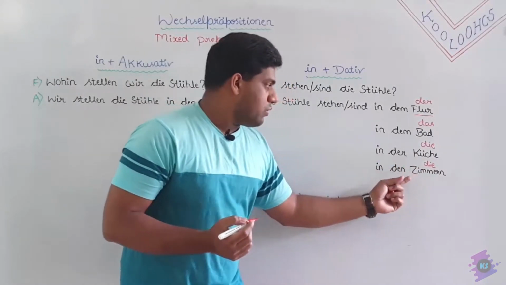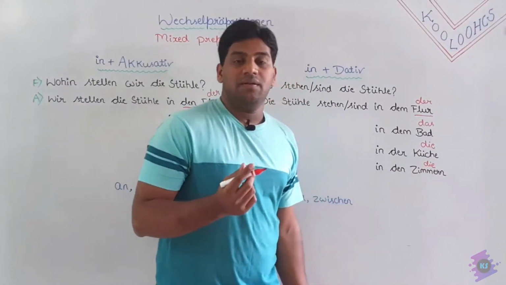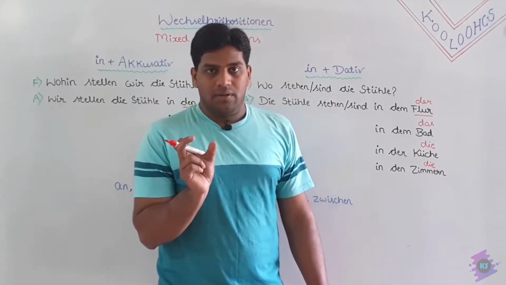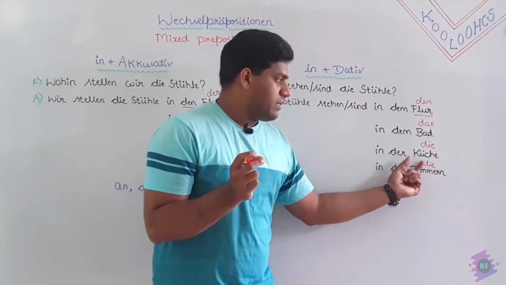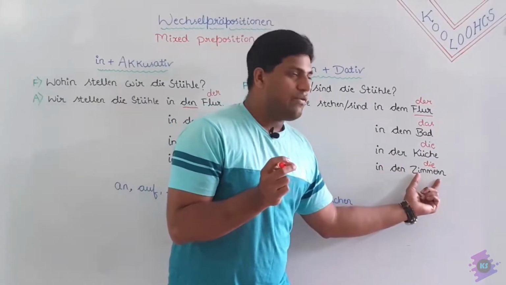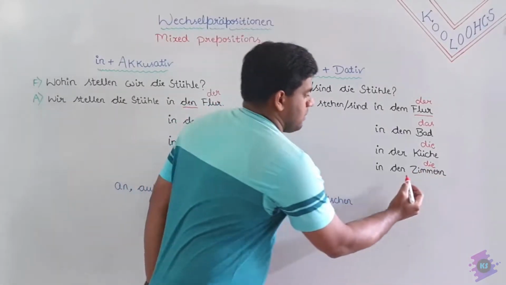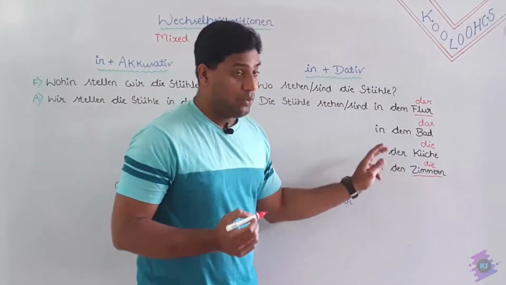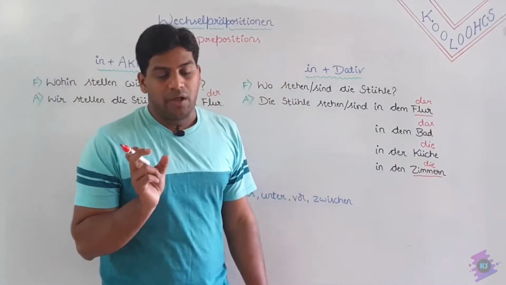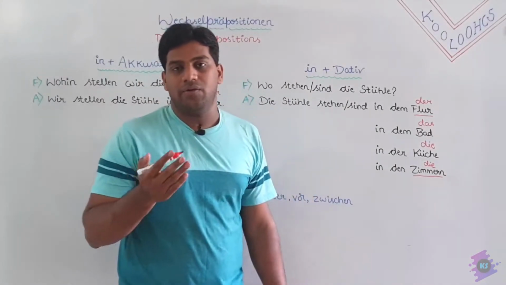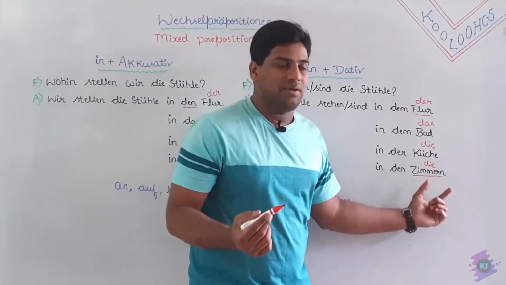In den Zimmern. So not only the article die changes to den, the word Zimmer also changes. As I said in my dative session, the plural word will have an n ending. So the article will change from die to den, and then the plural should have an n ending. So Zimmer will have the ending n, Zimmern. So because this is dative, only in dative plural case the word changes, it will have an n ending. If the word already has an n ending, it remains the same, you don't have to add extra n for that. But since this Zimmer has no n ending, you should add n to it.